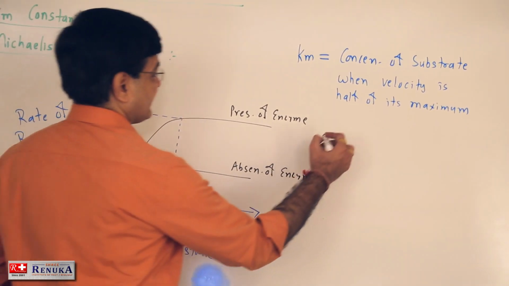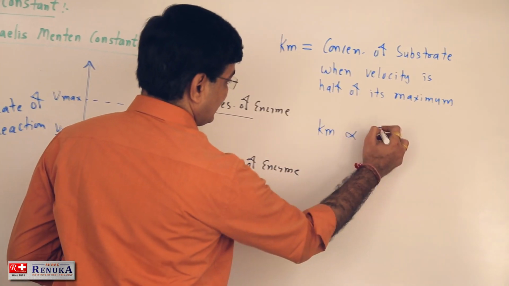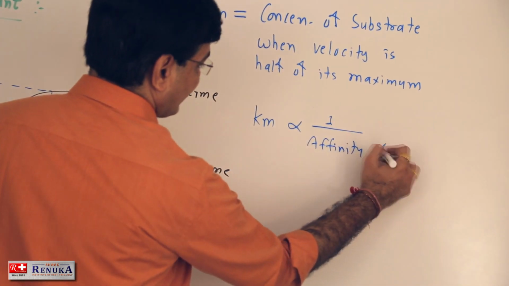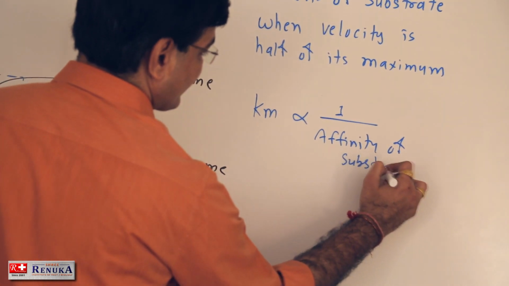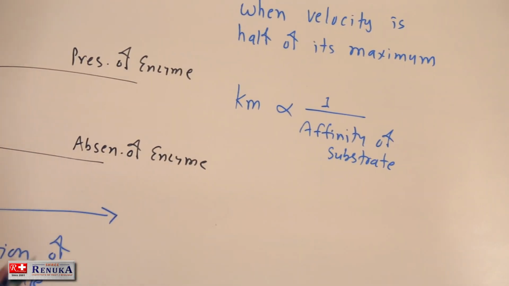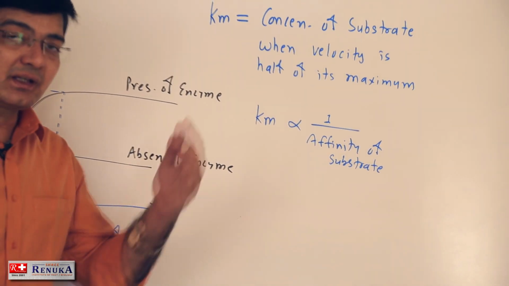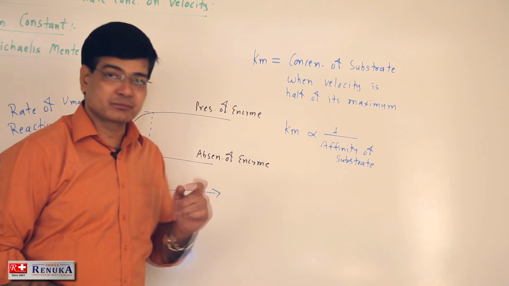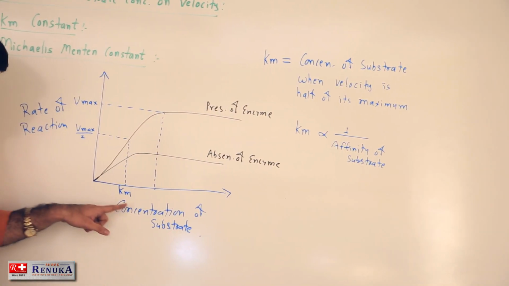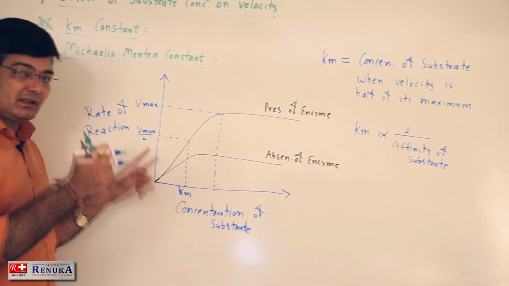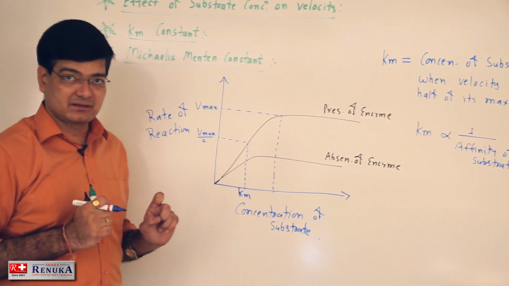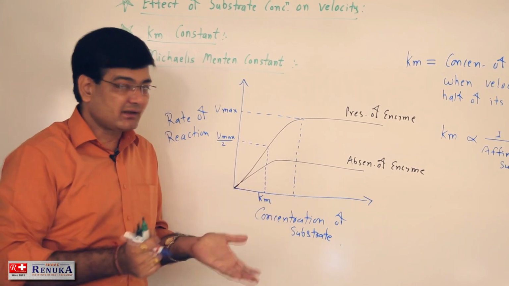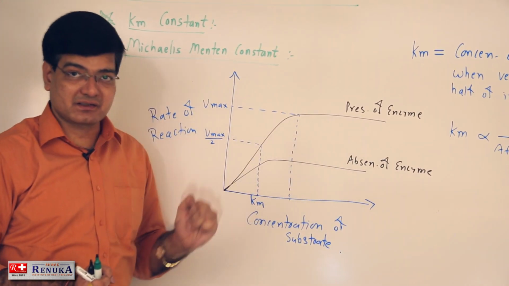Another thing, Km value of the reaction is inversely proportional to the affinity of substrate. It means that if the affinity of the substrate is more, Km value is less. If affinity is less, Km value is more. Simply, we can understand that the substrate should bind with the enzyme at its active sites. If affinity is more, the substrate readily binds with the enzyme and the rate of reaction increases tremendously.